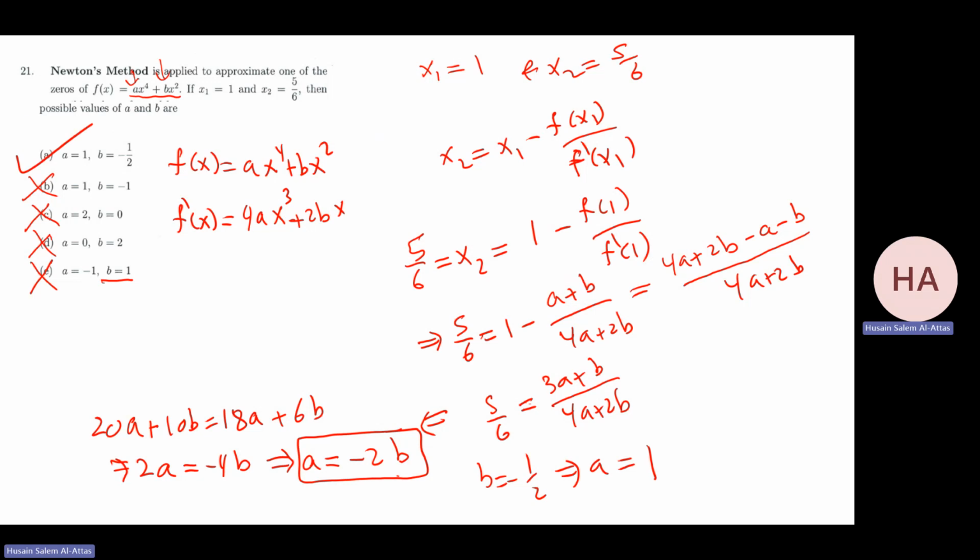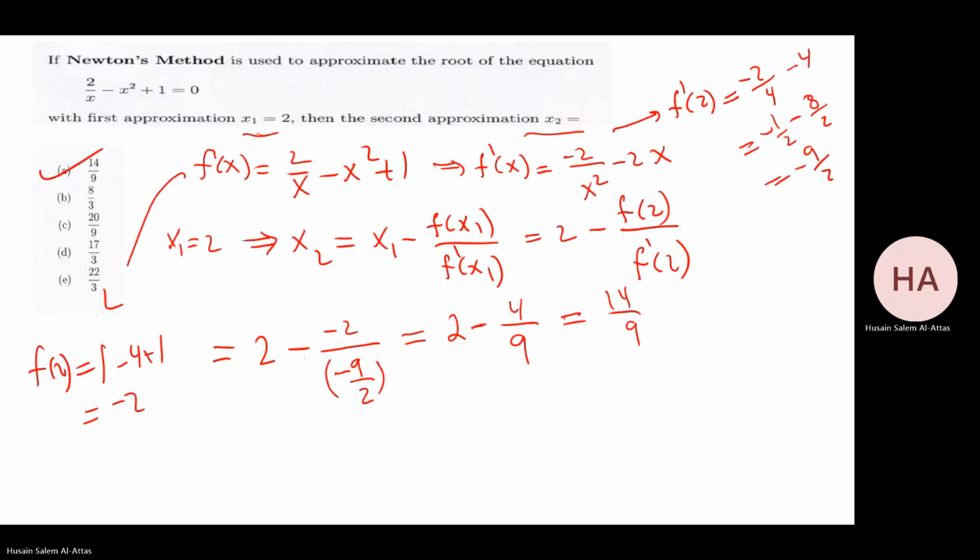He said possible values because they have just a relation. Any two values satisfying this will give me this. If x1 equals 1, then x2 equals 5/6. Okay.